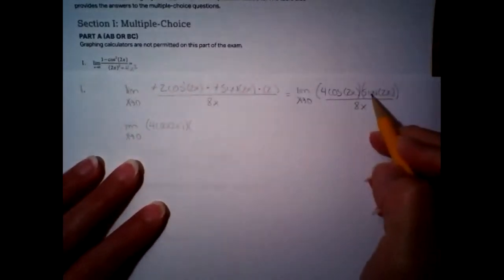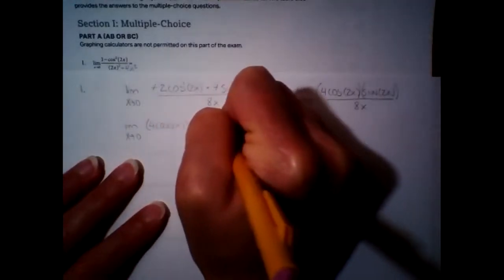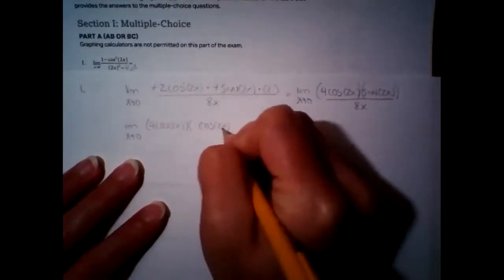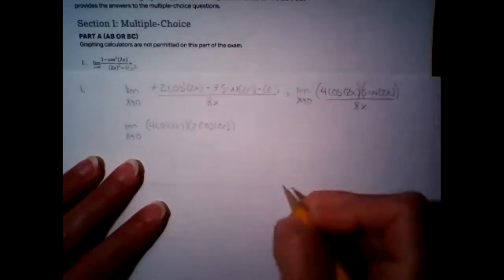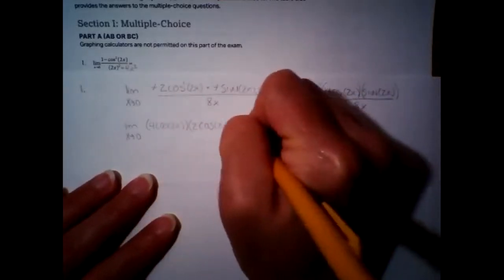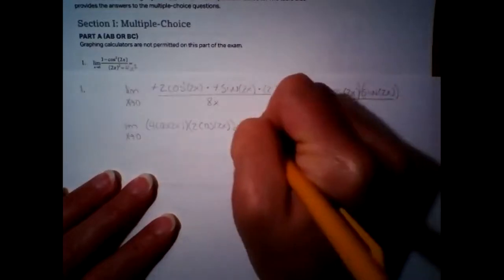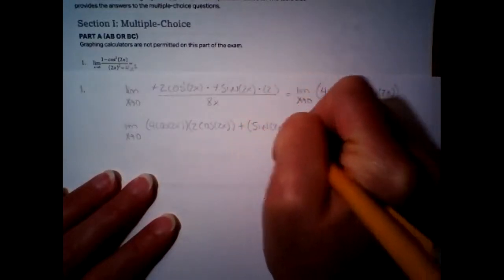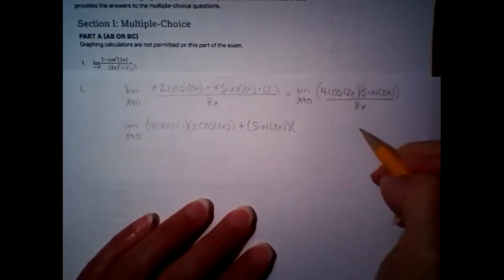So first function times derivative of the second. Derivative of sine is cosine. So we're going to have cosine of 2x. And you have to multiply on a 2 for the chain rule. So I'm just going to kind of put that out front. So first times derivative of the second plus the second function, sine of 2x, times derivative of the first.